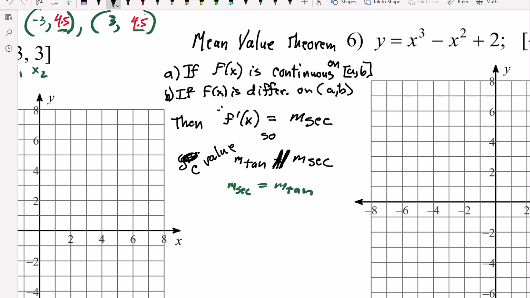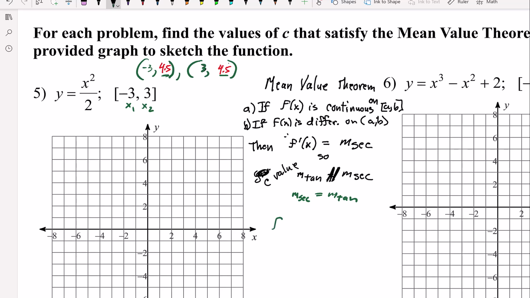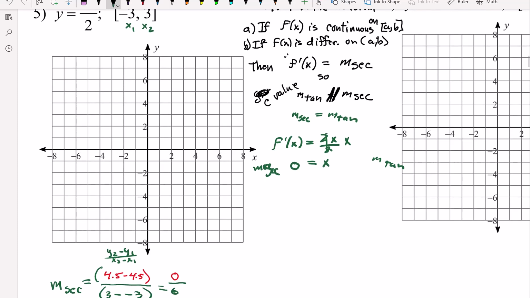So let's find the derivative of this function. The 2x comes down in front, and that's over 2. So the derivative is x. So we're going to set 0, this is m secant, and we're going to set it equal to m tangent. Well, this is what that means.